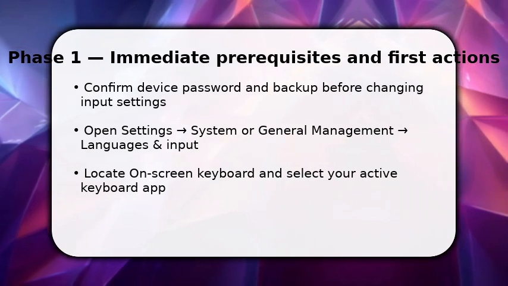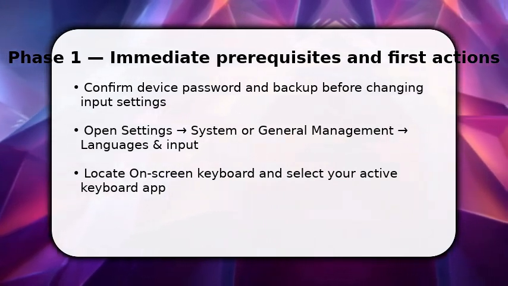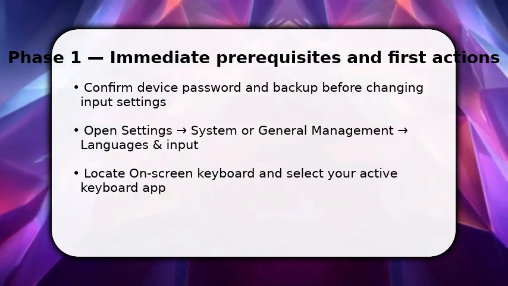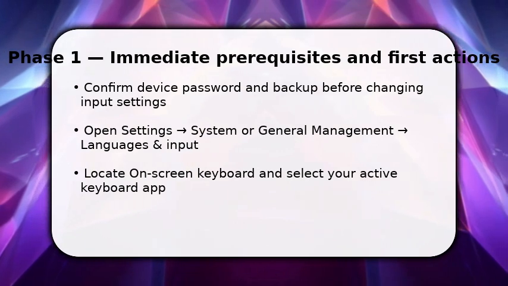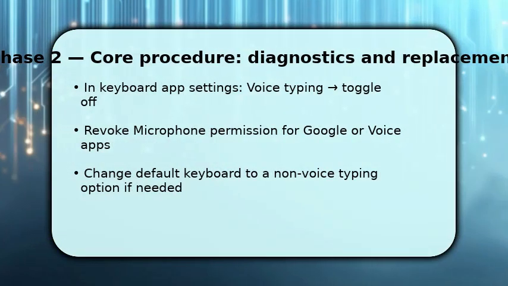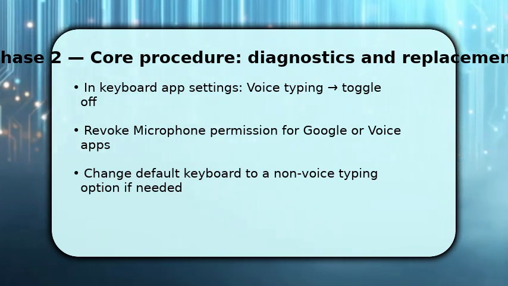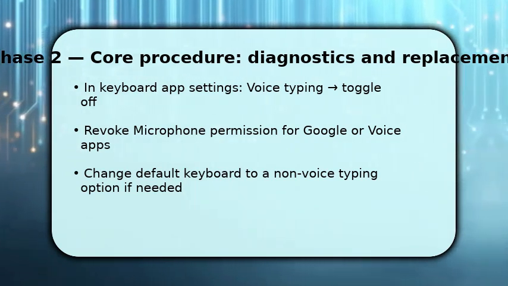Tap the Keyboard app now, because the next step is to disable voice typing inside that app. This avoids unnecessary app removals and gets you into the configuration quickly. Inside the keyboard settings, find Voice Typing or Google Voice Typing and turn the toggle off. This stops the keyboard from offering dictation.